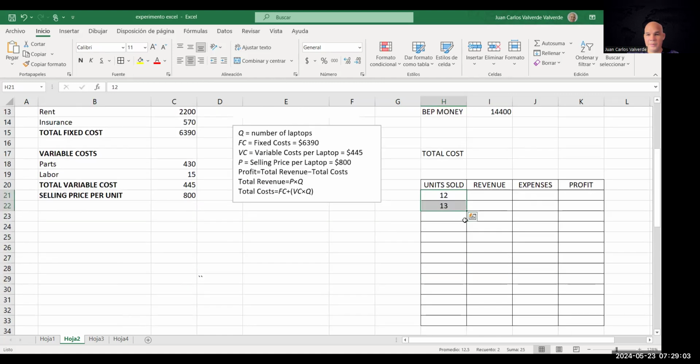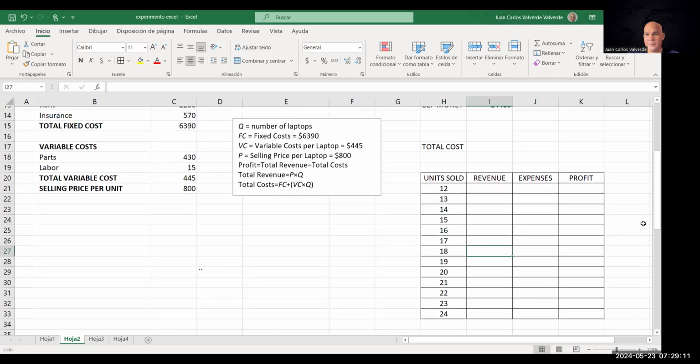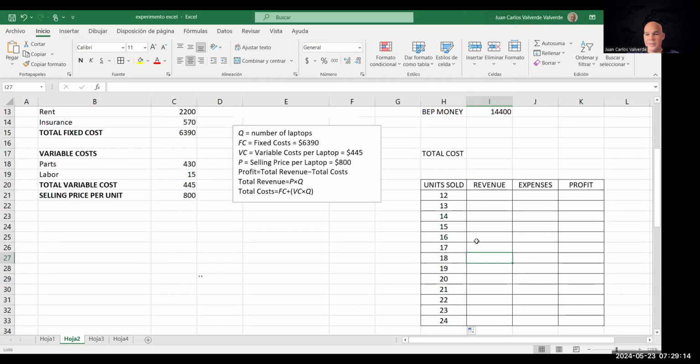Okay, let me pull it down. Okay, remember that at 18, the company has this revenue, but also the expenses are the same, right? So let's click here, which is the same, and the profit is 0. Okay, the profit is 0.